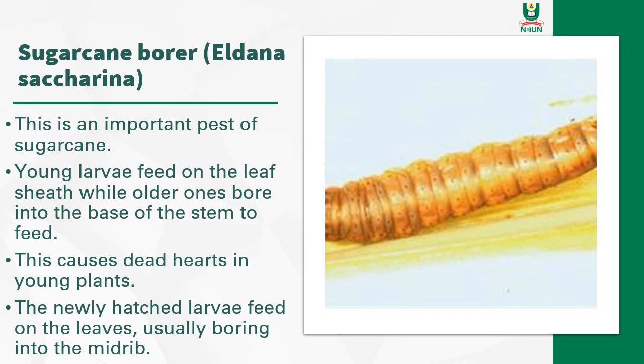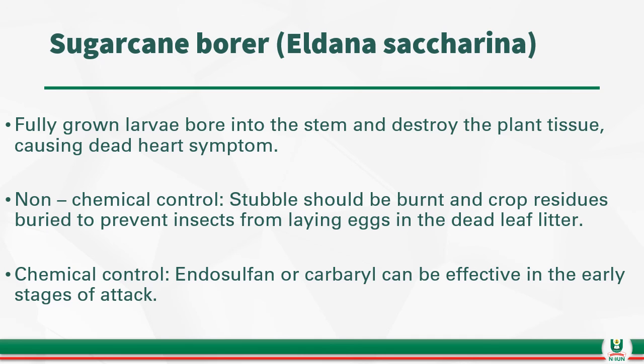The newly hatched larvae feed on the leaves by boring into the midrib, and fully grown larvae also bore into the stem and destroy the plant tissue, causing the dead heart syndrome. You can control it non-chemically by burning every stubble and crop residue. So you burn them or you bury them to prevent the insects from laying eggs on the dead litter. So you bury or burn, you don't leave them on the field.